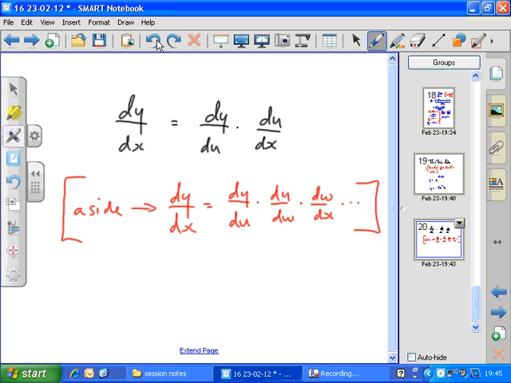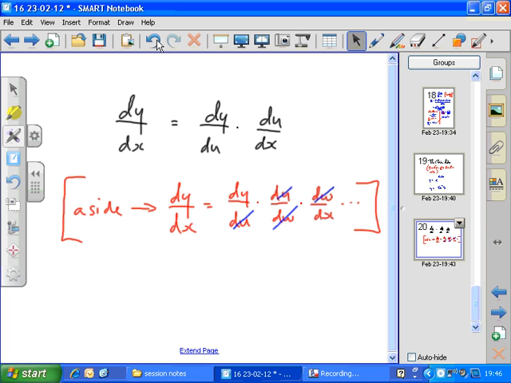Likewise, if you look at this one, the du's could cancel and the dw's could cancel, leaving dy by dx. So the left hand side is the same as the right hand side. It's just that I keep introducing new variables to allow me to find a differential. It's probably going to be easier to show you by example what I mean, but that's what's going on.